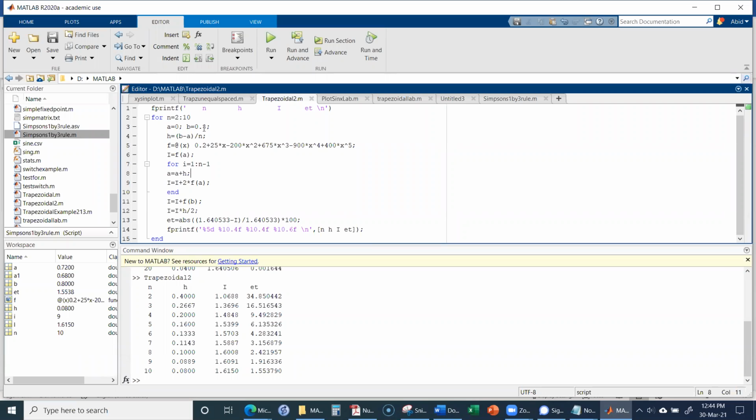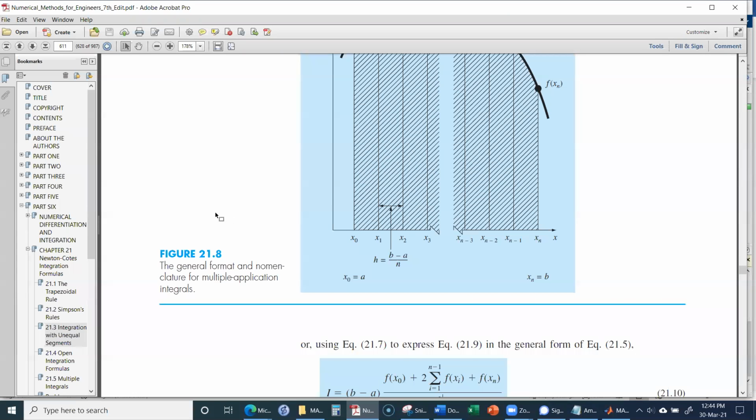So therefore we can apply these rules. But it is not always the case. Sometimes the experimental data which we get is not even. So this has been represented in this example.